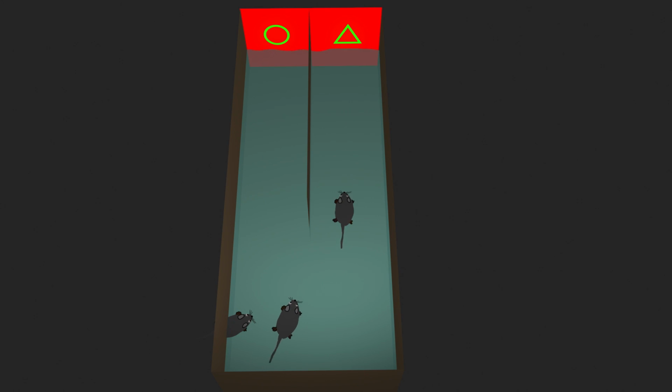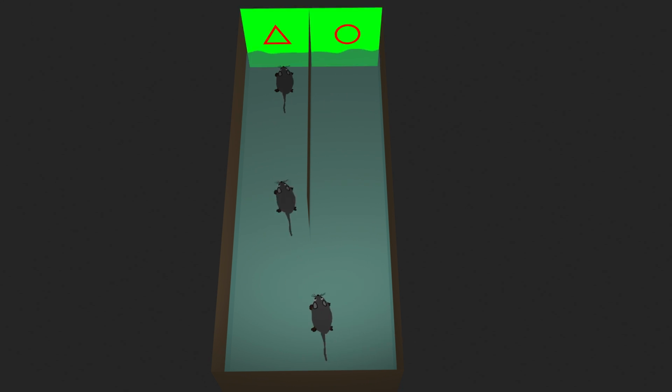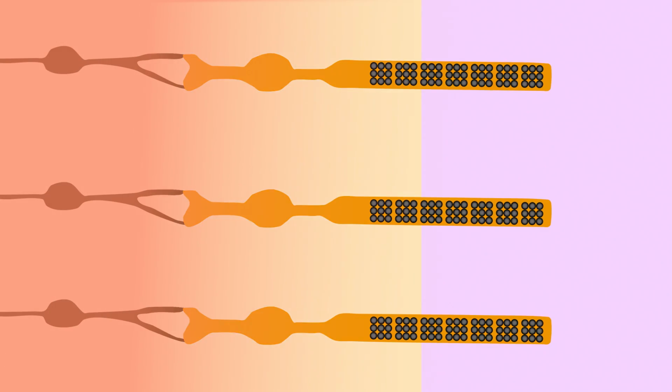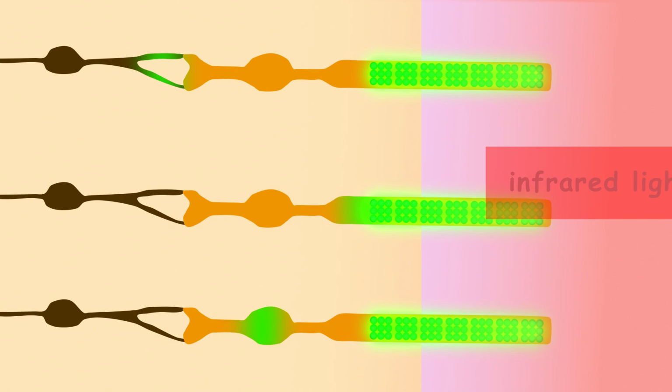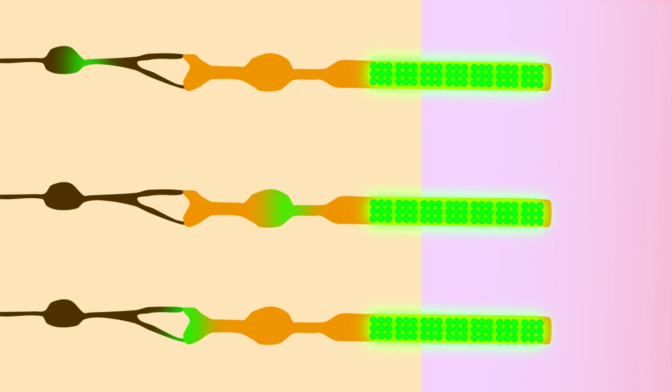Another version of the task set the green shapes against an infrared background, and the infrared shapes against a green background. These tricks didn't confuse the injected mice, though, indicating that they could discriminate between the green light present in the environment and the green light emitted by the particles in their retinas in the presence of infrared radiation.